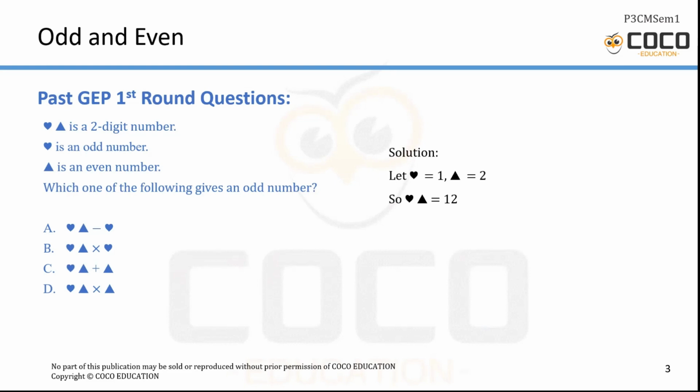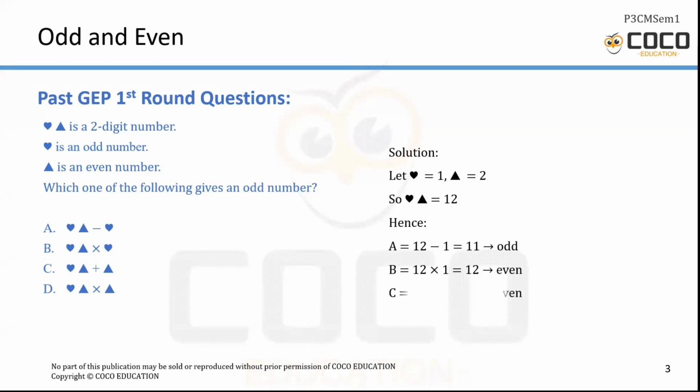Okay, so now you need to use a similar method to check the options. So option A is 12 minus the heart. So it's 12 minus 1 equals 11, an odd number. So actually we already found the answer. But we can still do the practice for option B. The heart is 1. So option B is 12 times 1 equals 12. Okay, it's an even number. So this is not what we want, correct?